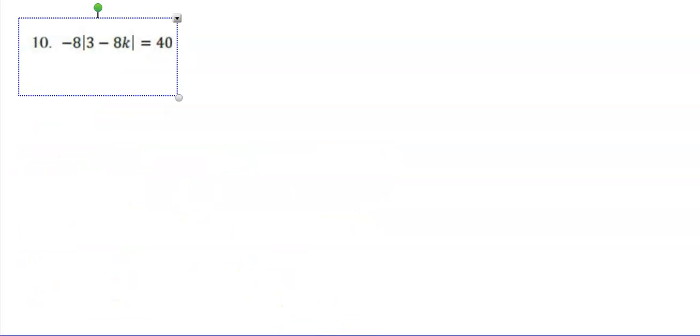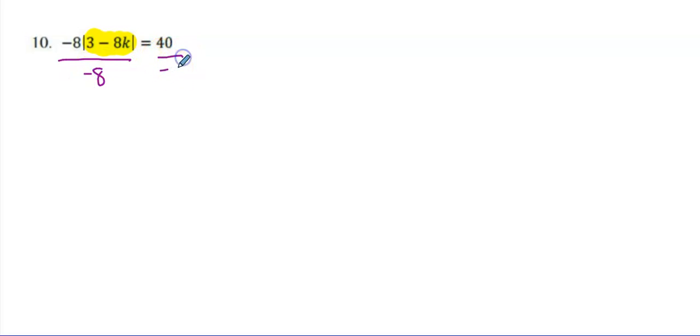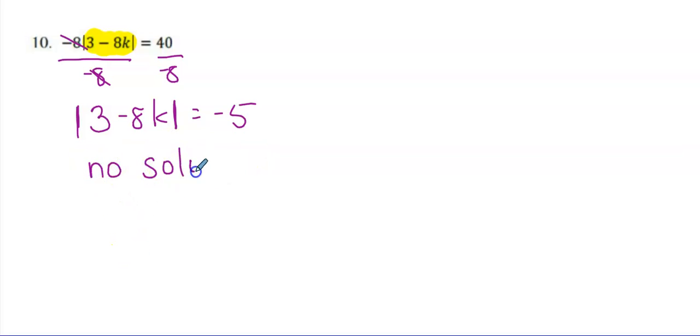Okay, number 10. This is the one I really wanted you to look at, just to show you that once I isolate the absolute value part, and I am going to highlight that one more time. So I need to isolate that part, which means I need to divide both sides by -8. -8 cancels here, and then I get the absolute value of 3 minus 8k equals -5. Because the absolute value of any number can never be a negative number, there is no solution to this equation. So that is the answer.